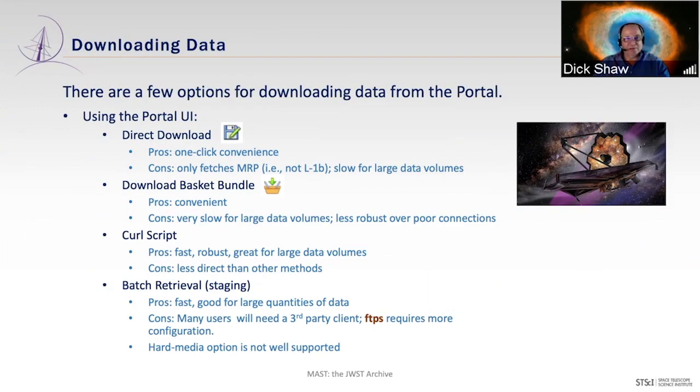You can go to the next step of complexity, which is to choose a bunch of products to put in the download basket, and then down select, figure out which exact files you'd like to download, and then download a bundle there, which is also streaming. So it can be slow for large data volumes, but it's also fairly convenient and a little more specific to your needs.